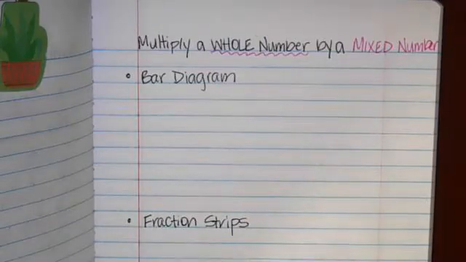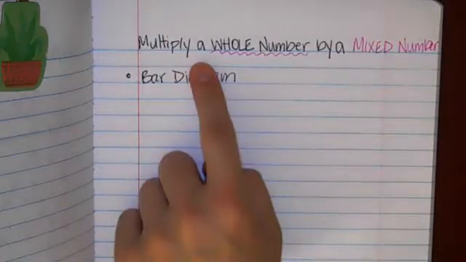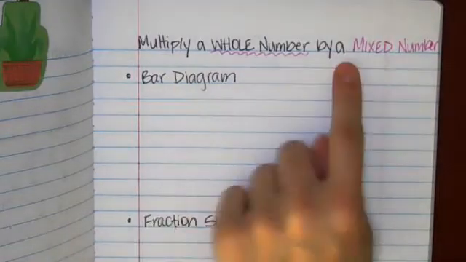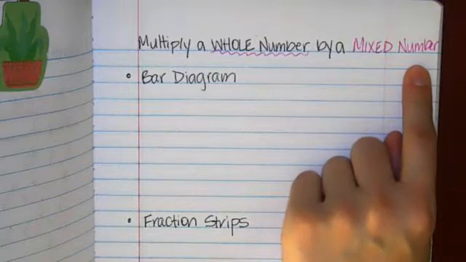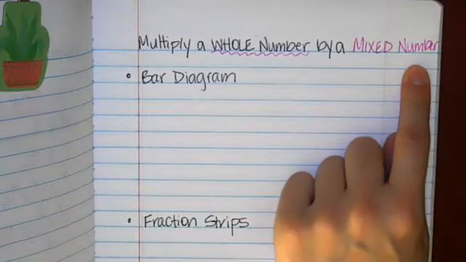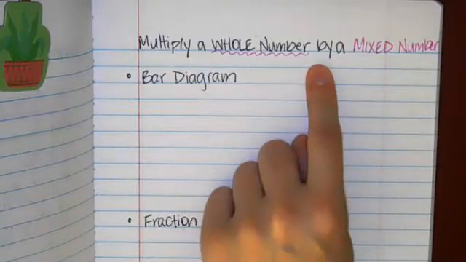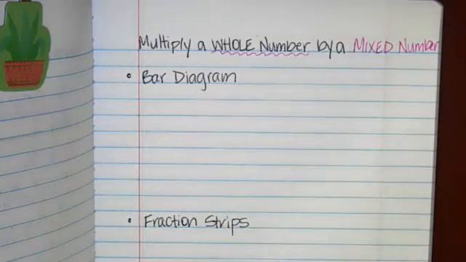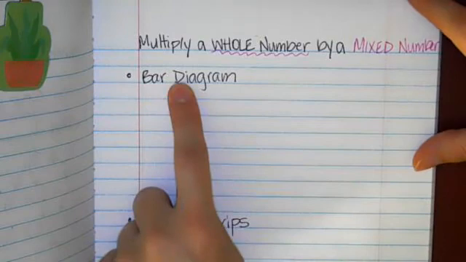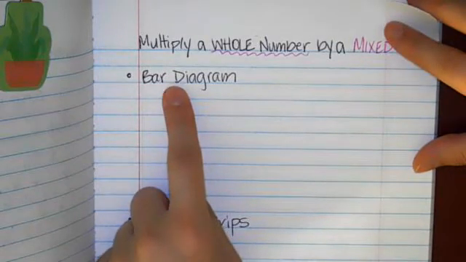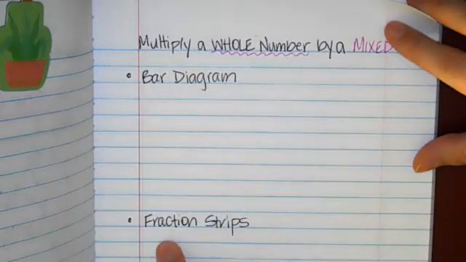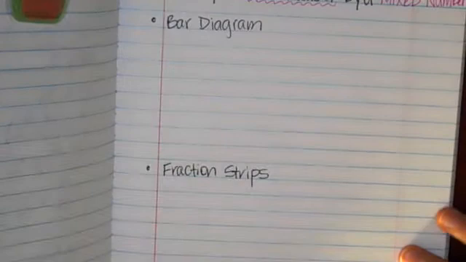Today we are learning about how to multiply a whole number by a mixed number. And remember, a mixed number is a whole number and a fraction attached to it. We're going to learn how to multiply a whole number by a mixed number three different ways. I'm going to show you with representations using a bar diagram and by using fraction strips. And the last one I'm going to show you is by using algorithms, so just the straight numbers.